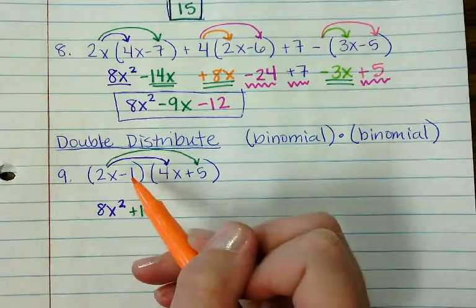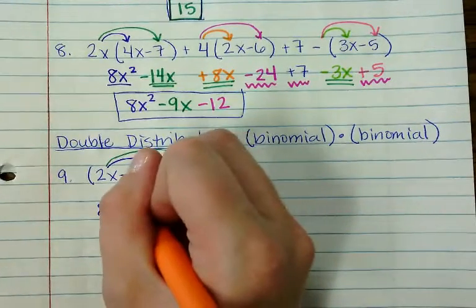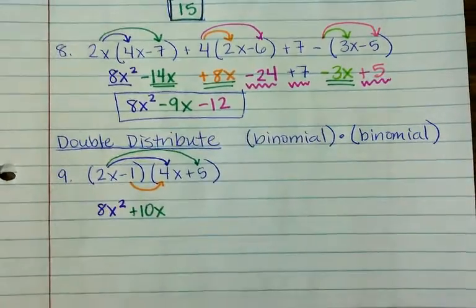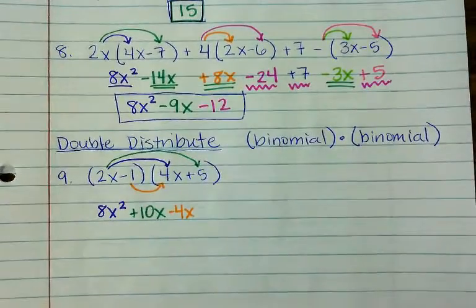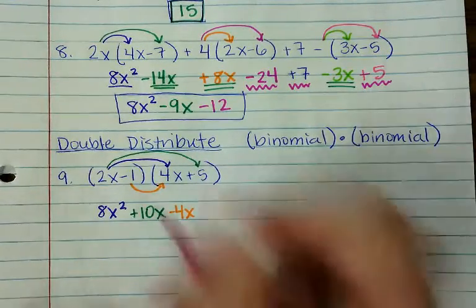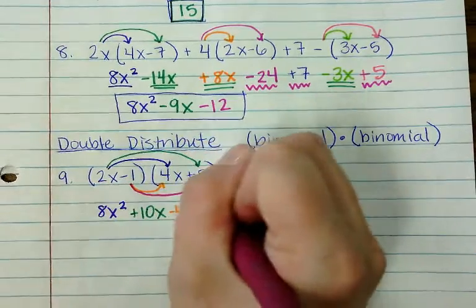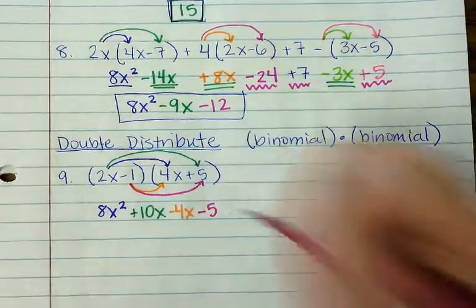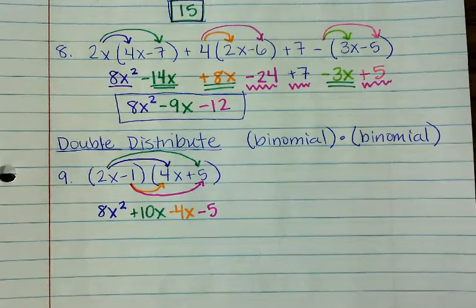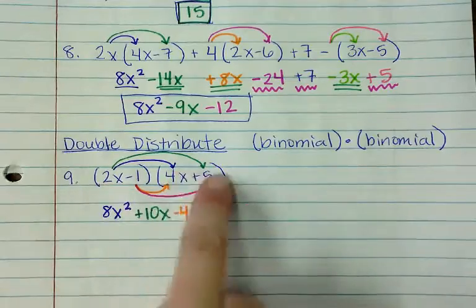I'm going to say negative 1 times 4x, and that gives me negative 4x. And then again, I'm going to do negative 1 times 5, and that gives me negative 5. So now I have double distributed, all right? I distributed my first term to both of those, and I distributed my second term. Do you guys feel good about that?